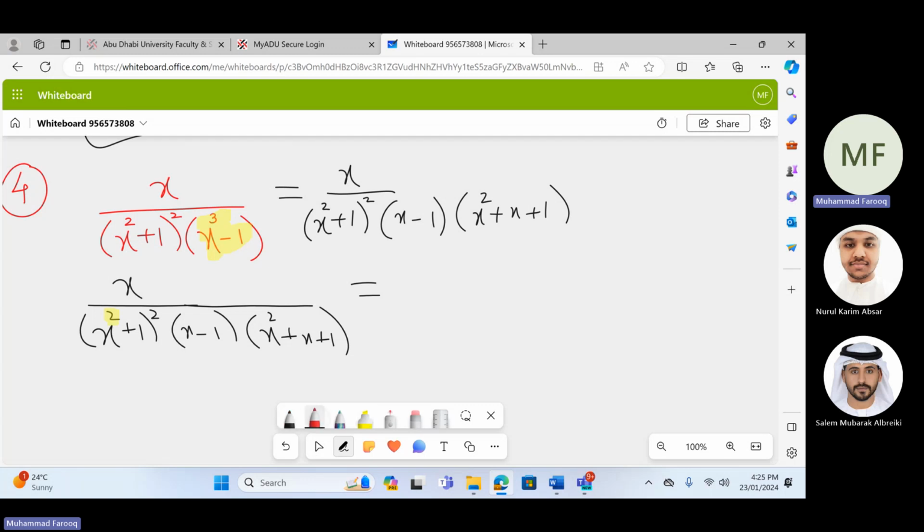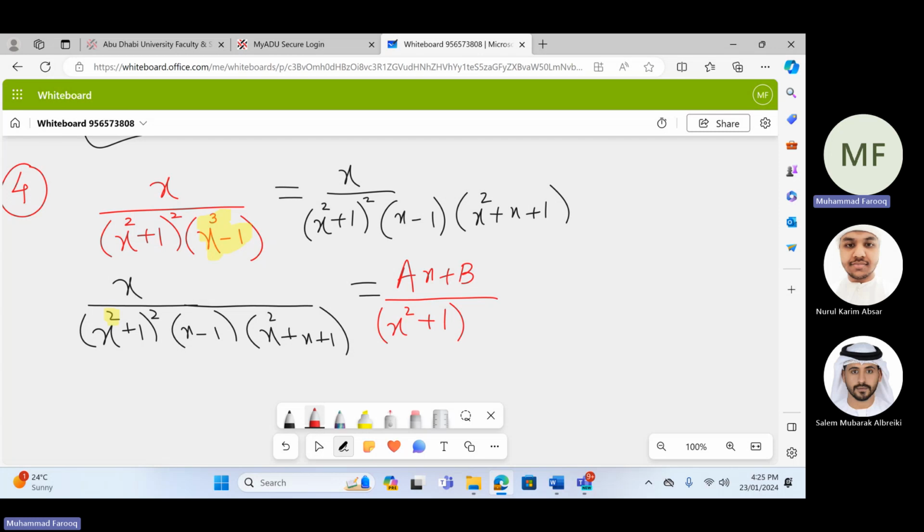It's quadratic, good. So for quadratic, how many constants? 2 constants. Start, please. Ax plus B divided by x squared plus 1, with power number 1, because it is coming 2 times. We're using the repeating.